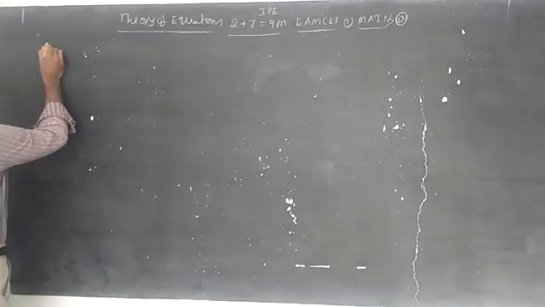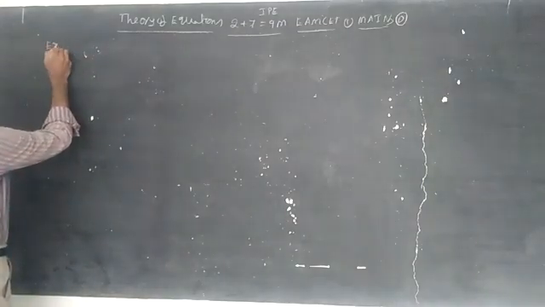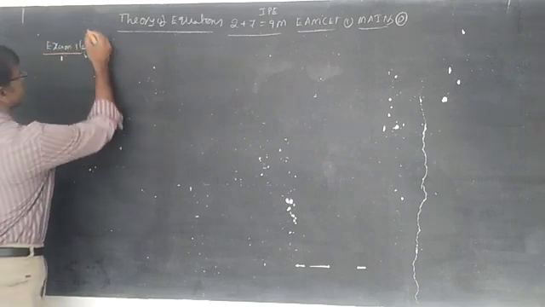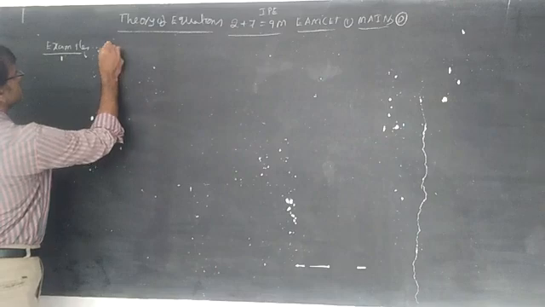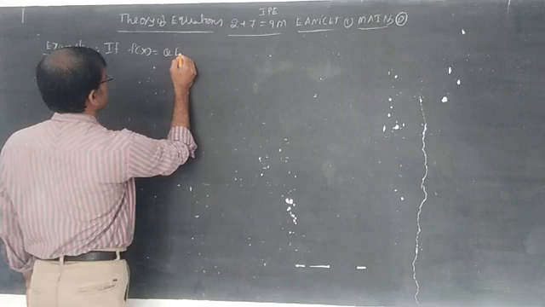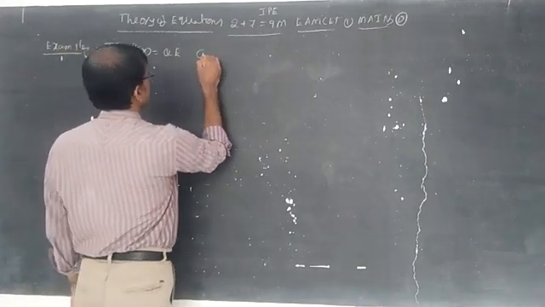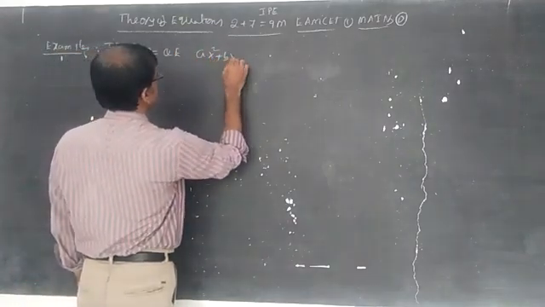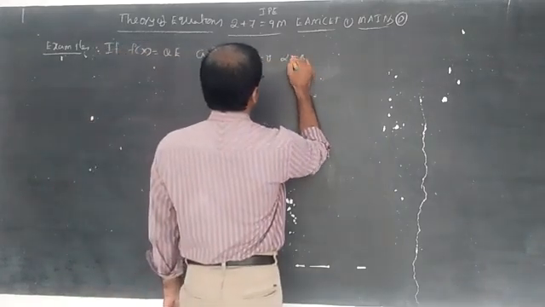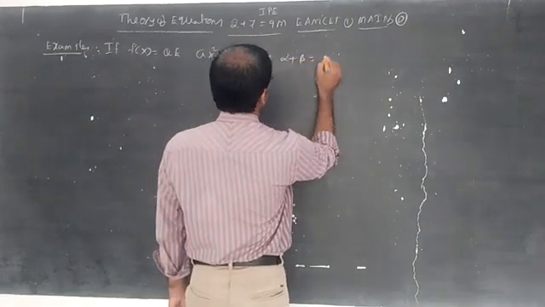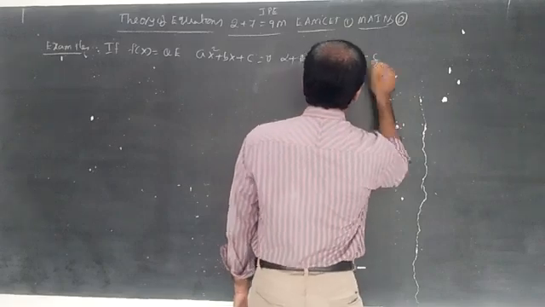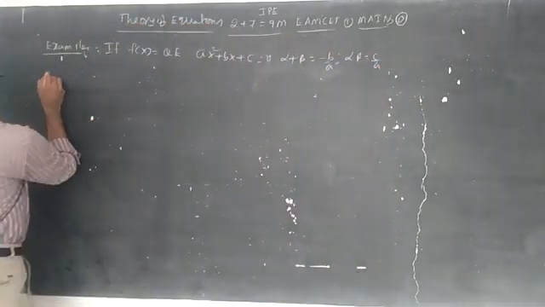First one, example. The theory only. If f of x is a quadratic equation, ax square plus bx plus c is equal to 0, the process is alpha plus beta is equal to minus b by a, comma, alpha beta is equal to c by a. Depends upon this one.